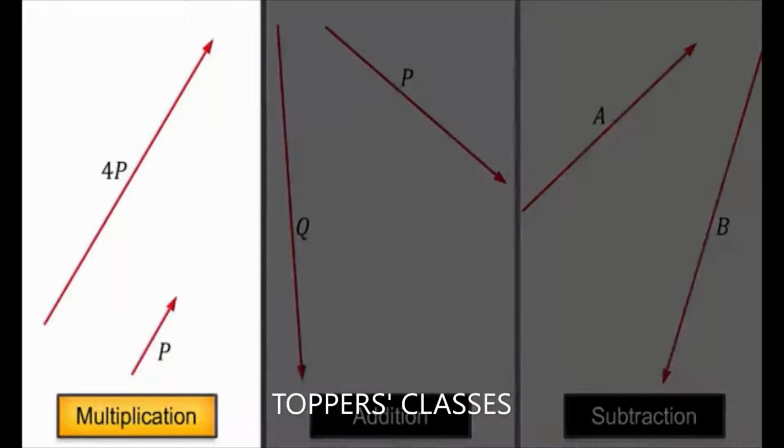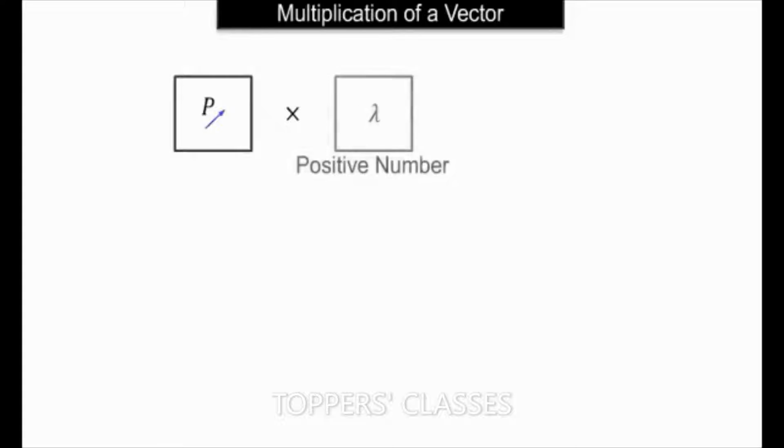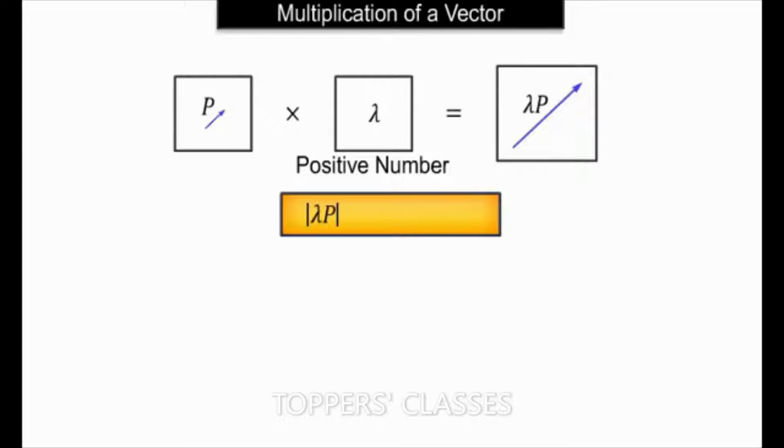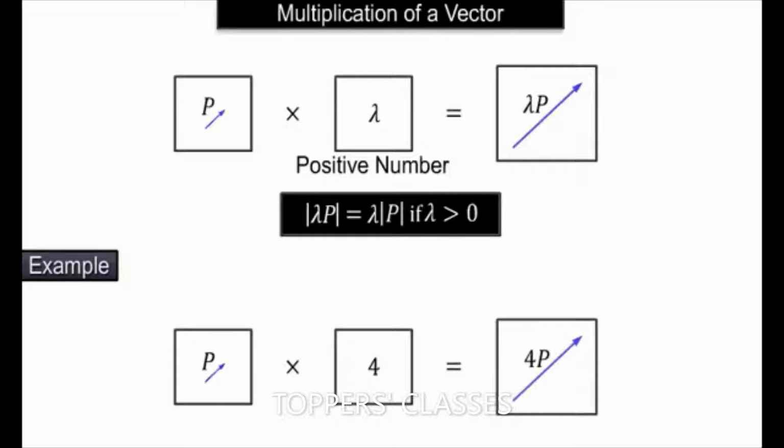First, let's start with multiplication of a vector with a real number. When you multiply a vector p with a positive number lambda, you get a vector whose magnitude is changed by the factor lambda. The direction remains the same as that of p. Mathematically, it is expressed as mod of lambda p is equal to lambda into mod p.